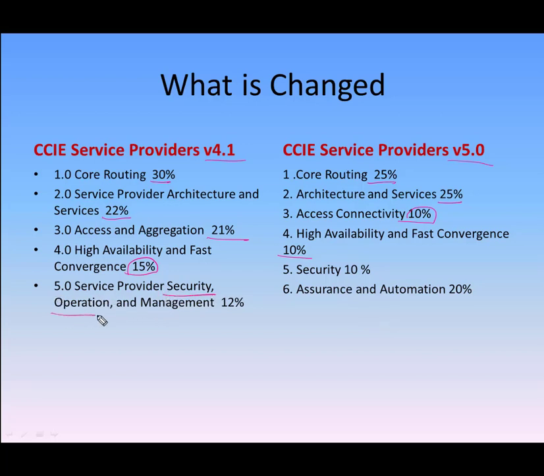In the old exam, version 4.1, we had security, operation and management at 12%, and here we have security separated at 10%, and a huge assurance and automation section of 20% for CCIE Service Providers. So guys, get ready to learn Python again.